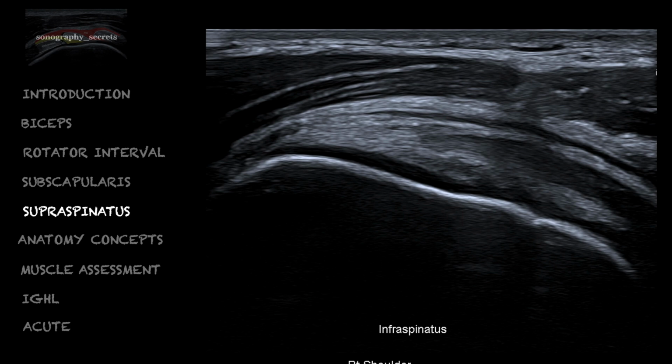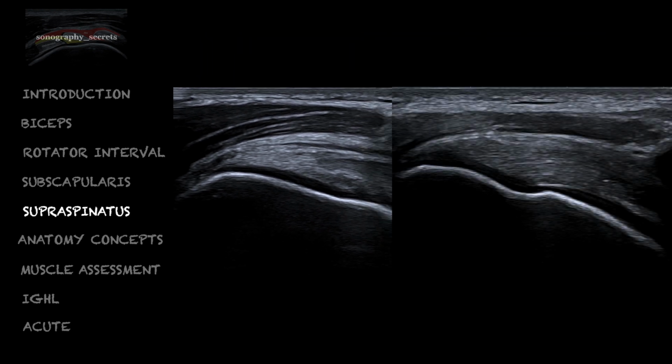The other tip when scanning infraspinatus is simply to scan it with the patient's hand on their lap. In this way, we can easily assess infraspinatus, teres minor, and the posterior joint, and we can easily identify the different bony facets that help to denote and differentiate infraspinatus from supraspinatus.